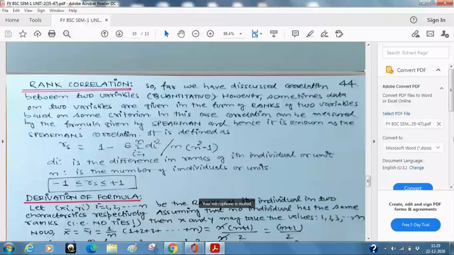Similarly, we can prove it for the other value, -1. But sir, before that, how did you get this formula?